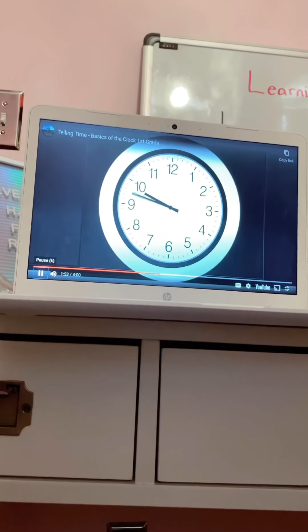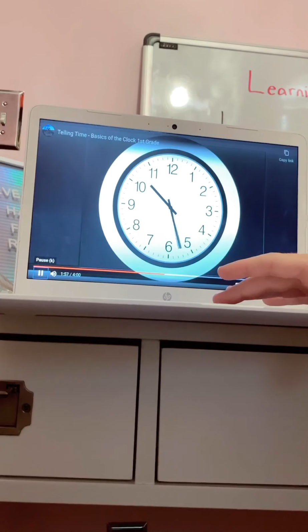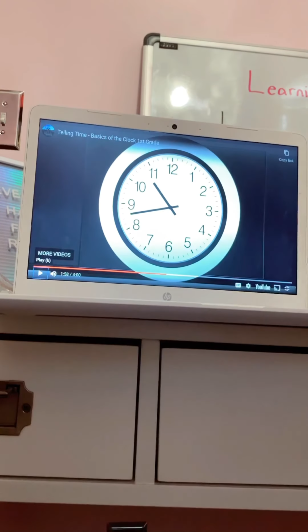Maybe you can answer this question for me. Which hand moves faster around the clock? The hour hand or the minute hand? Does anybody know that answer? Cody? The minute hand goes faster? Let's see. Great job. The minute hand moves faster around the clock. Good job, Cody. Let's do a quick review of what we have learned so far.